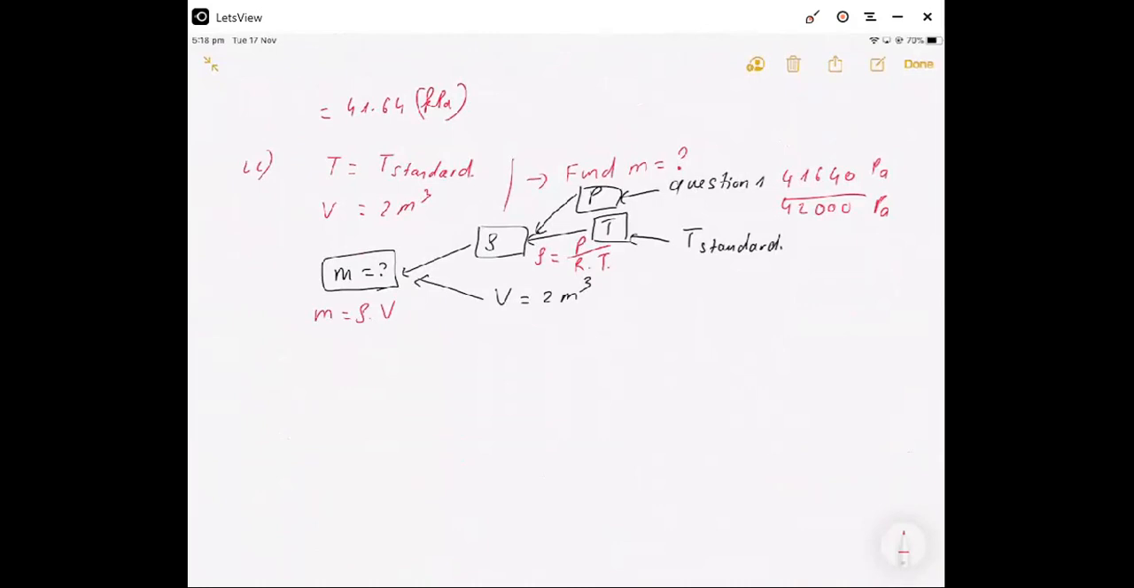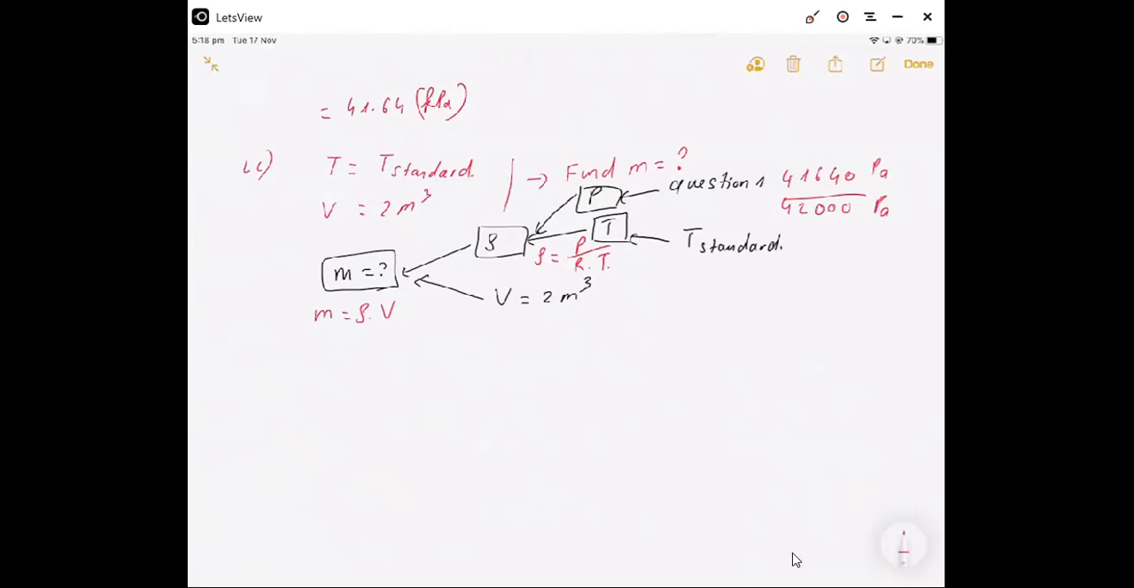But in this case, everything is located at 4 kilometer altitude. Okay, so air at standard condition and 4 kilometer altitude, not sea level. Okay, because this container is at 4 kilometer altitude.